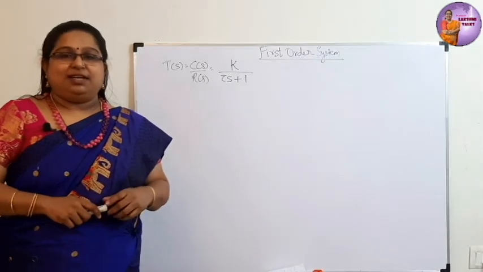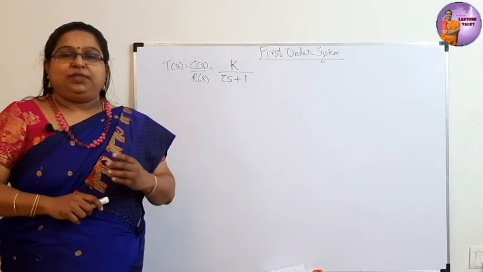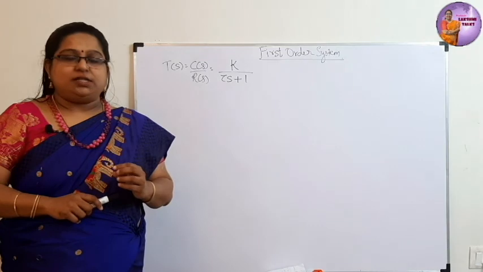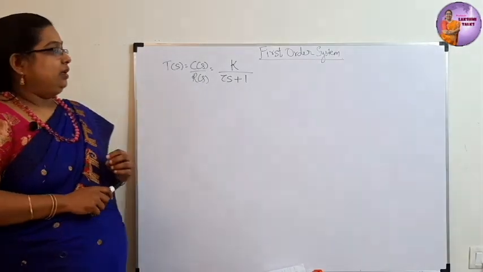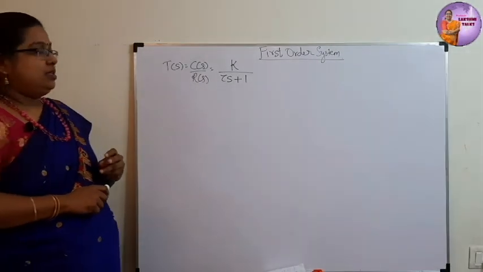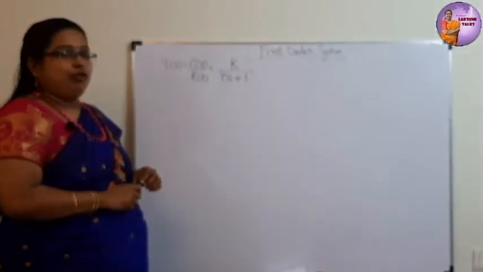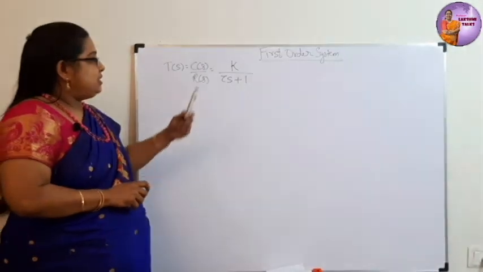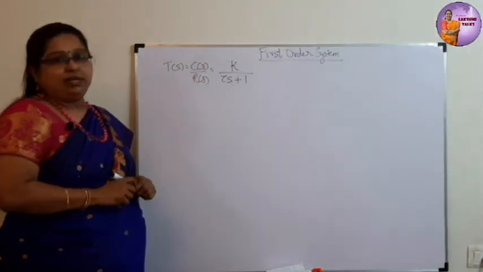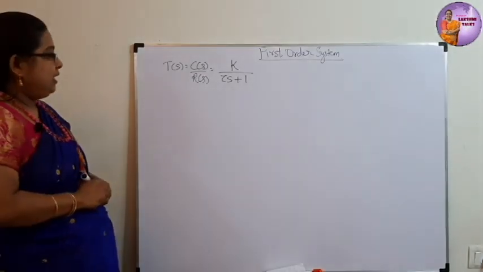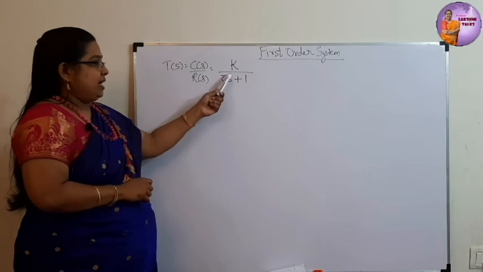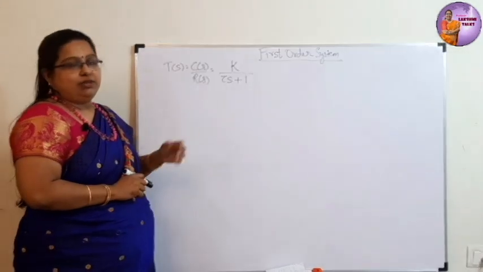Hello students, in today's class we will see a first order system's response to a unit step input. Okay, so we know that order is nothing but the highest power of s in the denominator. So the standard form of a first order system is k divided by tau s plus 1. Here you can see s has a power 1, so it is a first order system.